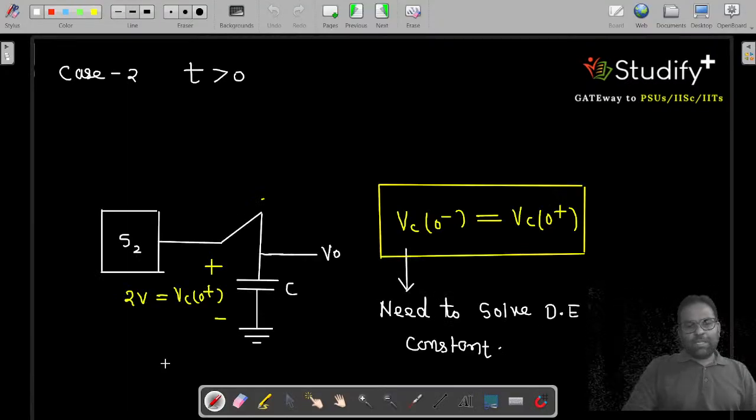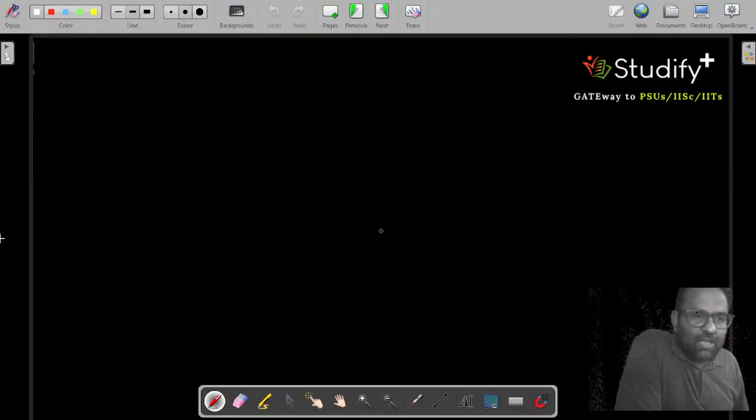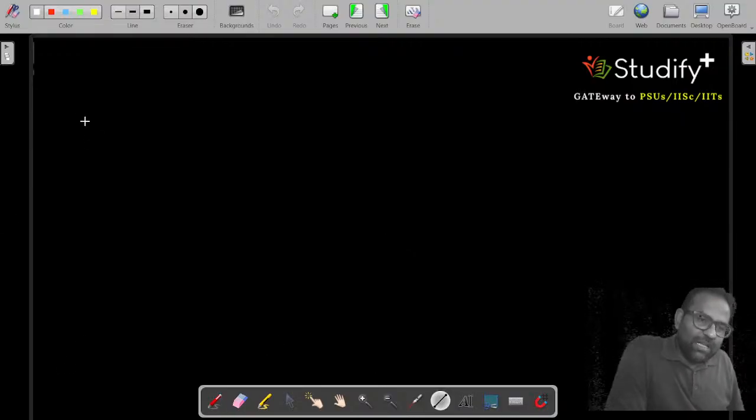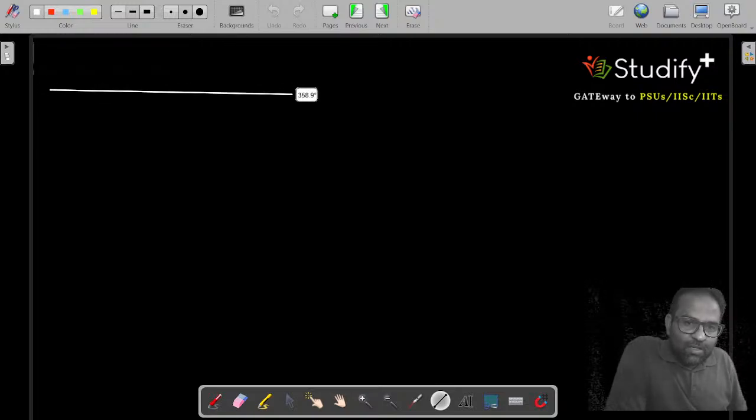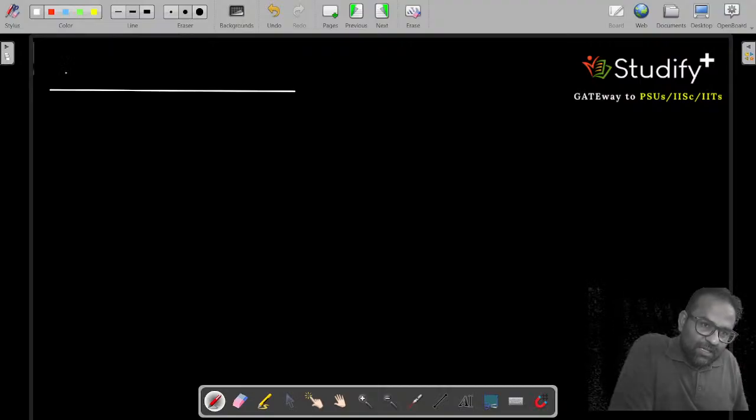Now, one more thing we want to learn is, if we are forming the differential equation, our agenda is to solve first. We are taking first order differential equation first. What is our agenda? In transient analysis, we will talk about first order differential equation.